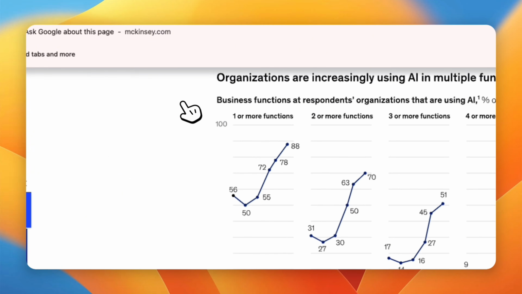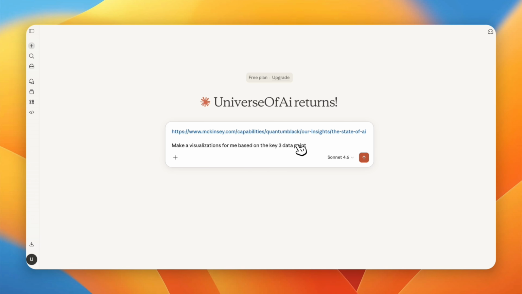But I'm going to take this source, and I've given the data source to Claude, and I'm asking it to make a visualization for me based on 3 key data points. I know my prompt is very broad, but let's see how good this is going to be. So I'm just going to press enter.